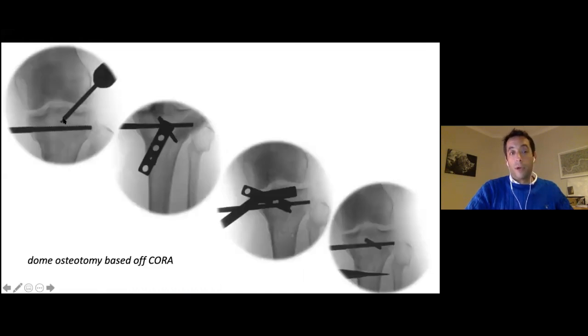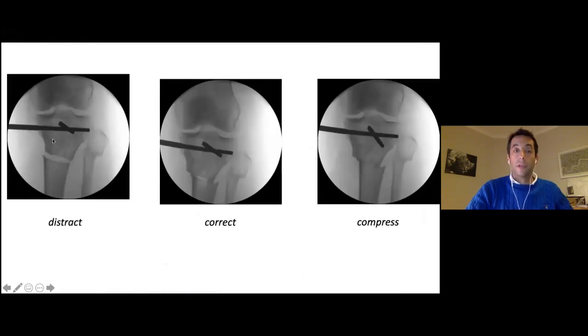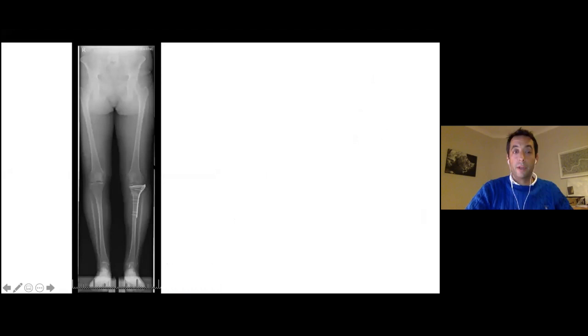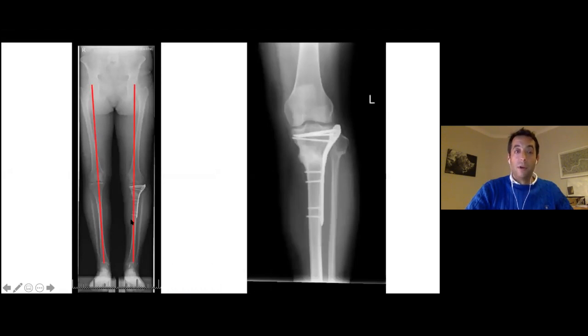The CORA was right up in the joint, so I'm going to go as high as I can. And this then gives me a dome osteotomy, a curved osteotomy based off the CORA. I can distract using my fixator, I can correct, and then I can compress it. And then I can percutaneously apply a submuscular plate. And then we can come back and see that she's now aligned normally and heals. So that's just the technique of fixator-assisted deformity correction. It's not an X-fix, it's a proper deformity correction fixator.